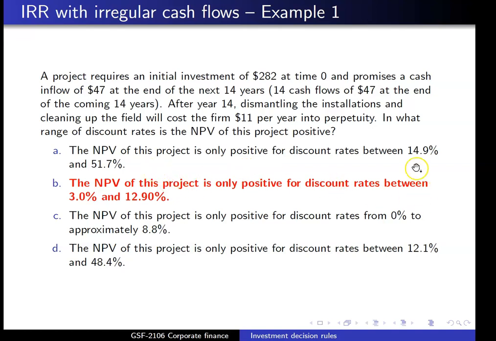A does not work because you don't have NPVs close to 0 around 14.9 and 51.7. It's not positive at 0, so the answer cannot be C. And the last answer, D, is incorrect because at 48.4 net present value is negative, and 12.1, although it's not too far from an internal rate of return, the NPV is negative for a whole bunch of discount rates between 12.1 and 48.4.